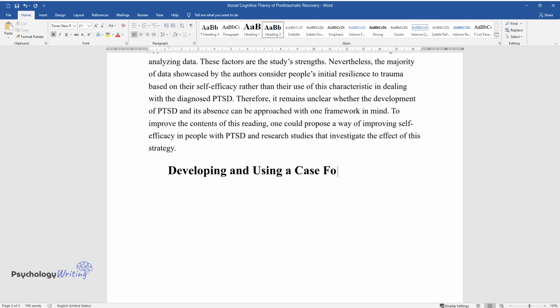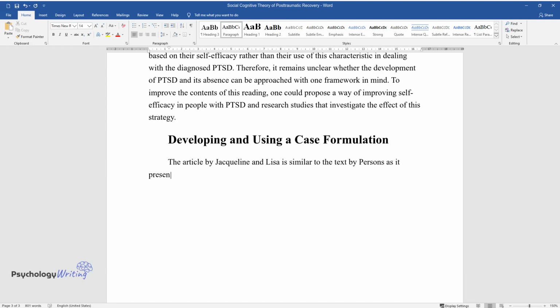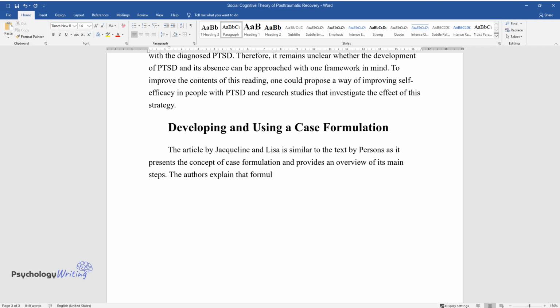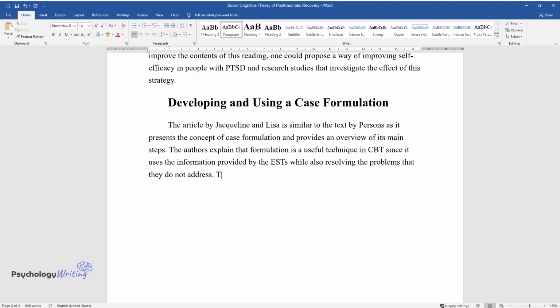Developing and using a case formulation. The article by Jacqueline and Lisa is similar to the text by Persons as it presents the concept of case formulation and provides an overview of its main steps. The authors explain that formulation is a useful technique in CBT since it uses the information provided by the ESTs while also resolving the problems that they do not address.